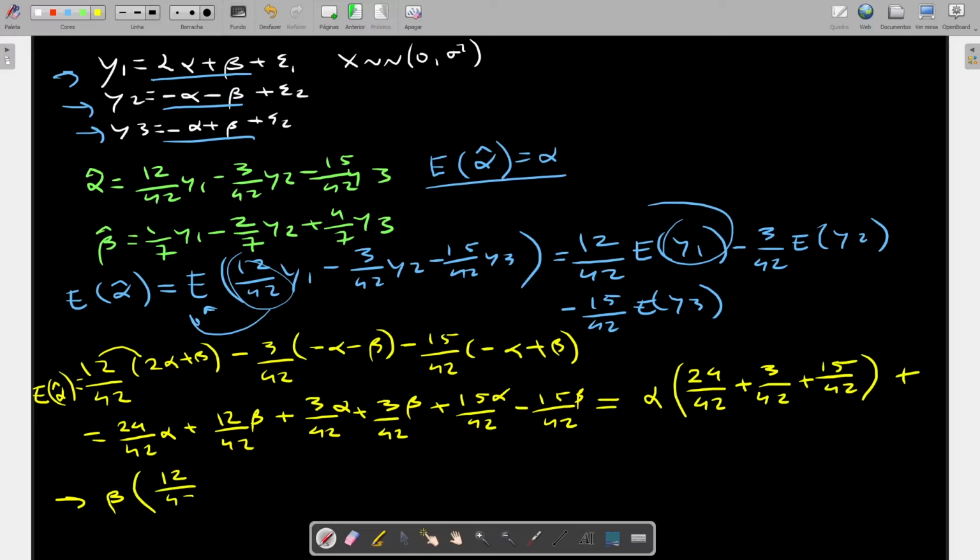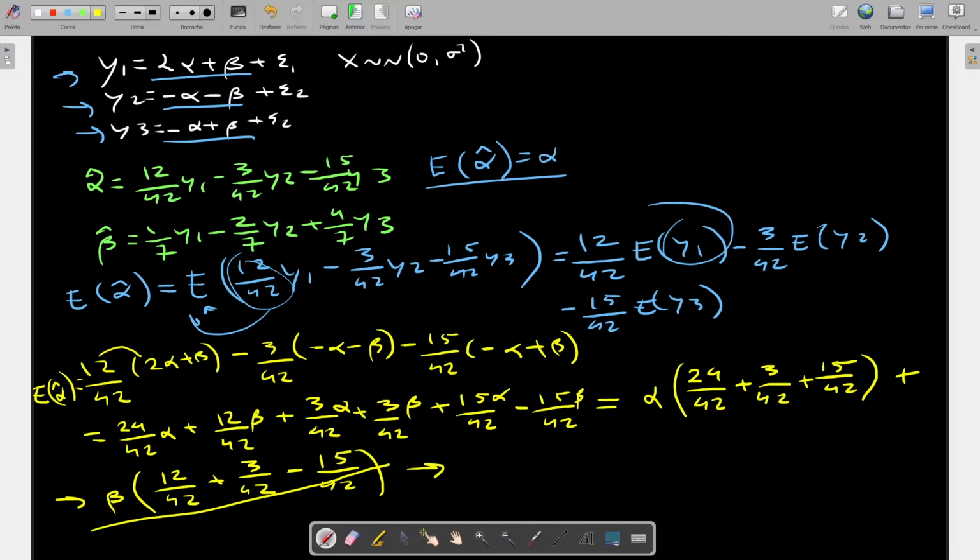12 divided by 42 plus 3 divided by 42 minus 15 divided by 42. So let's look at this one. 12 plus 3 is 15, minus 15 is 0. So all this term will be cancelling out. And in this one, notice that we have 3 plus 15 is 18. 18 plus 24 is 42.